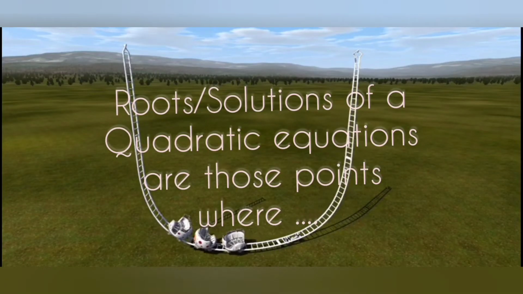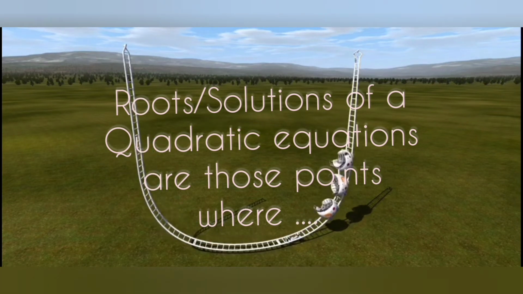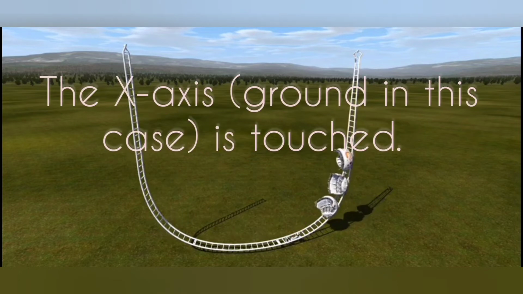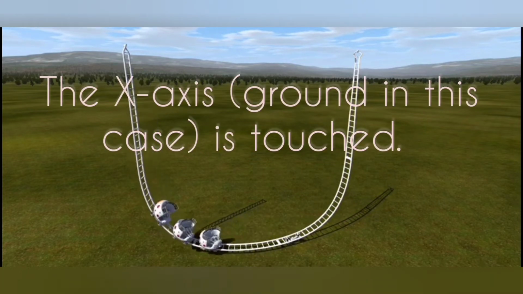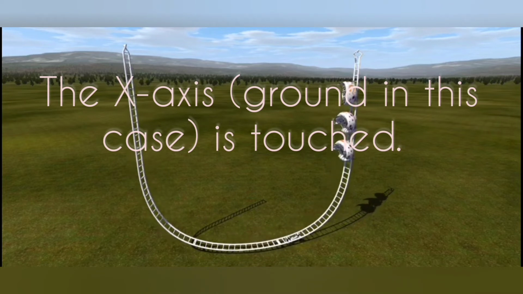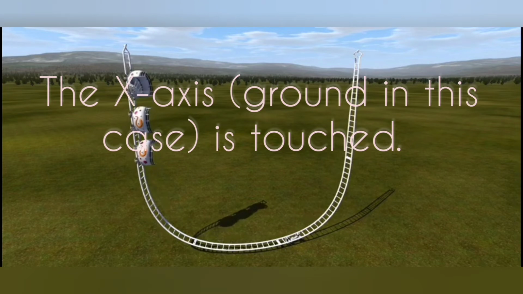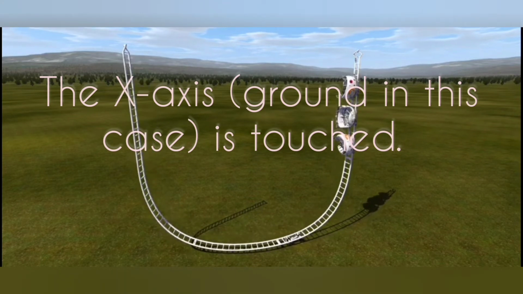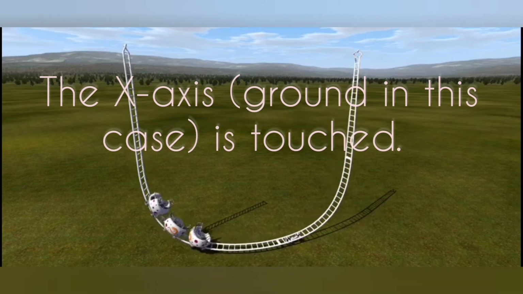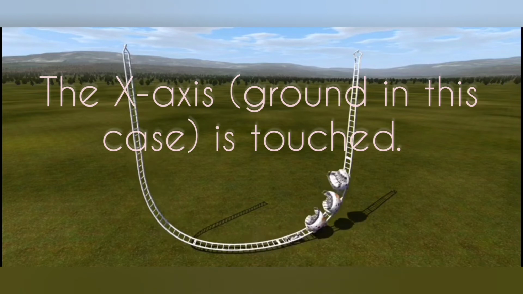So the roots or the solutions of a quadratic equation are those points where, whatever graph you are plotting, that graph touches the x-axis. Those are the points where you find the solutions. So let's say the solutions are minus 3 and minus 2. That means the graph touches the x-axis, or the ground in this case, at minus 3 and minus 2.